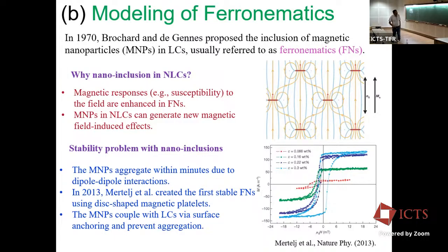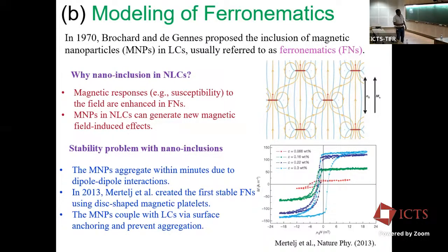So that was 1970. It actually took a long time for Brochard and de Gennes' idea to be realized. The basic problem with including magnetic nanoparticles was that because of the dipole-dipole interactions, they aggregate literally on the time scale of minutes, so they come together, and you can't get a stable functional aggregate of ferronematics.